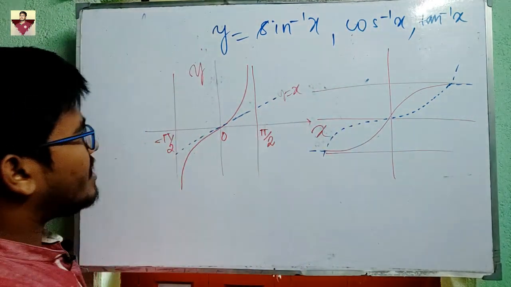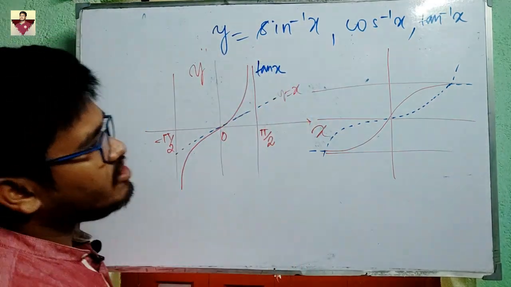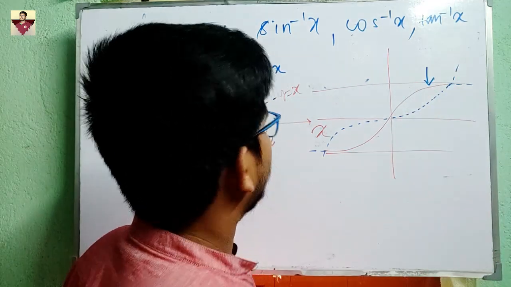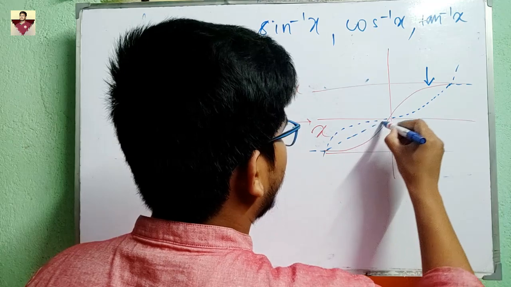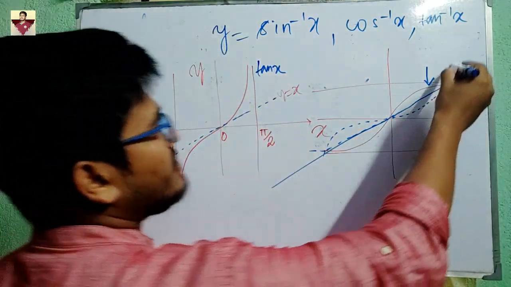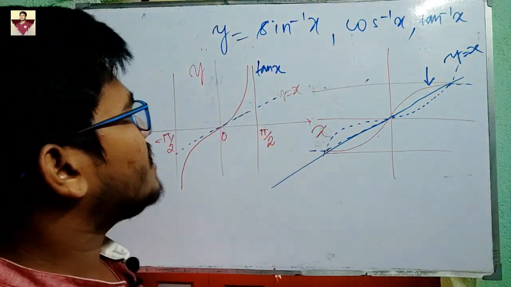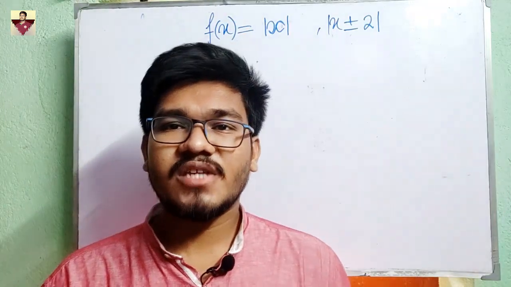So your normal tan x graph looks like this, then your tan inverse x graph will look like this, as drawn in the red line. So your y equal to x line is here. As you can see, it is exactly the mirror image about the y equal to x axis. So this is the simplest way of plotting the inverse function of a trigonometric function.